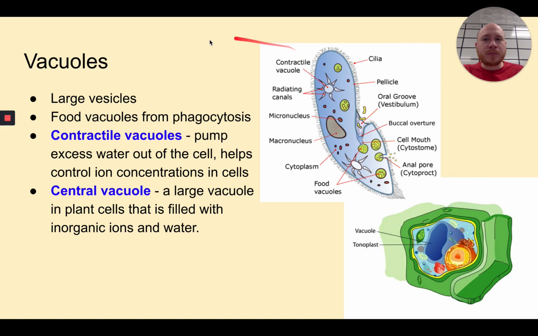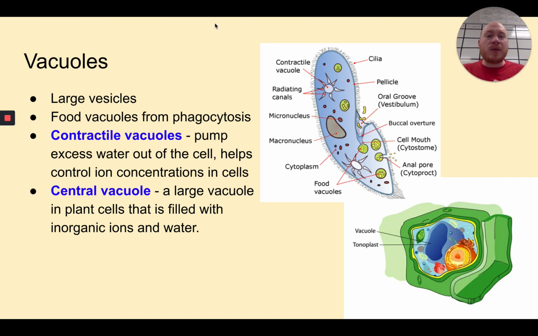Vacuoles are very large vesicles. Occasionally, you'll find what are called food vacuoles from phagocytosis. So if an amoeba eats something, we call it a food vacuole. There are also what are called contractile vacuoles, specifically found in certain protists particularly.